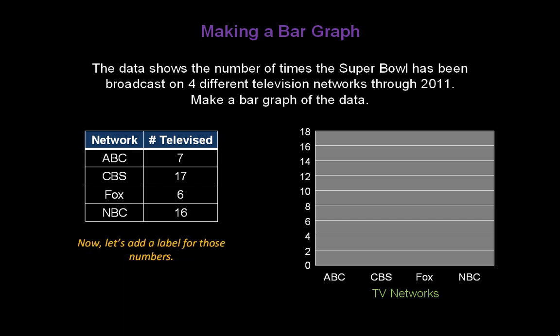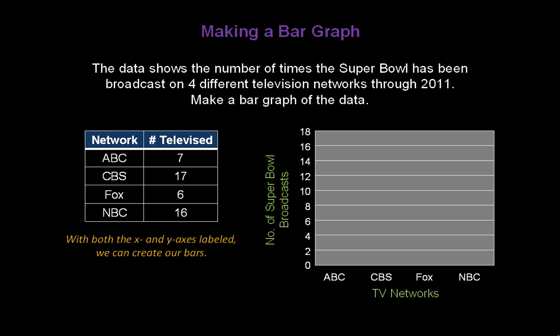Now we have to add a label for those numbers. What do they represent? Well, they represent the number of Super Bowl broadcasts. So that's what we'll use for our label on the vertical axis. With both the x and the y axes labeled, we can now create our bars. The data tells us that ABC broadcast 7 Super Bowls, so locate that value on the vertical axis. Next, draw a bar from 0 up to that point above ABC.